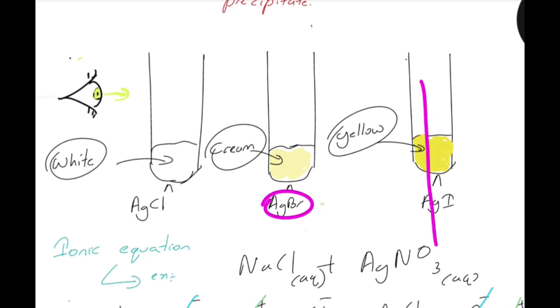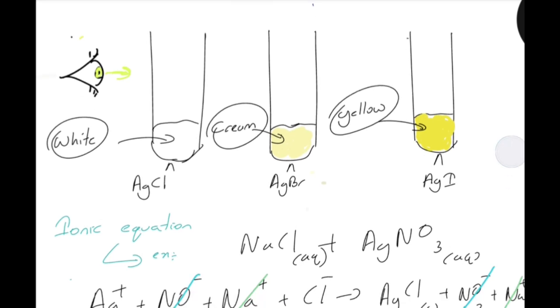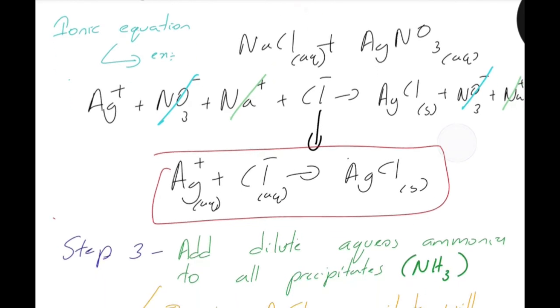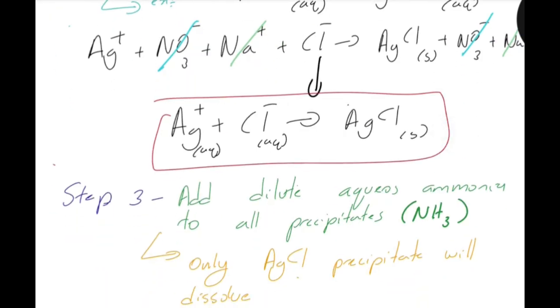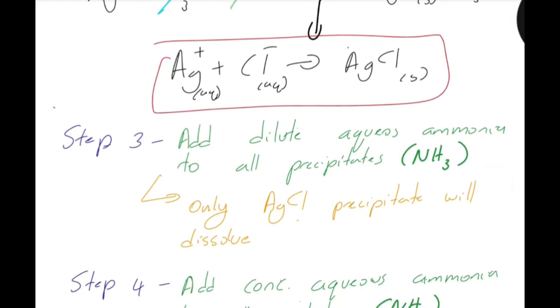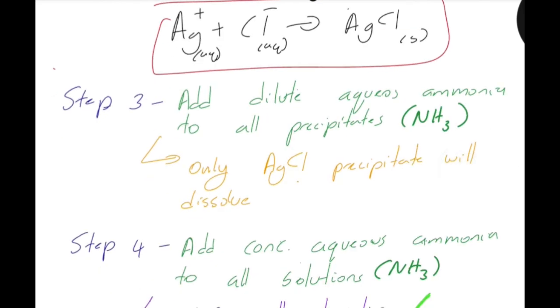So to make a more reliable result, we move on to step 3. Here in step 3, this is one of the most important parts in this investigation. In step 3, initially, we add dilute aqueous ammonia, NH3, to all the precipitates. Right. So now we have all the precipitates: AgCl, AgBr, and AgI. Initially we add NH3, which is aqueous ammonia, to all the precipitates.